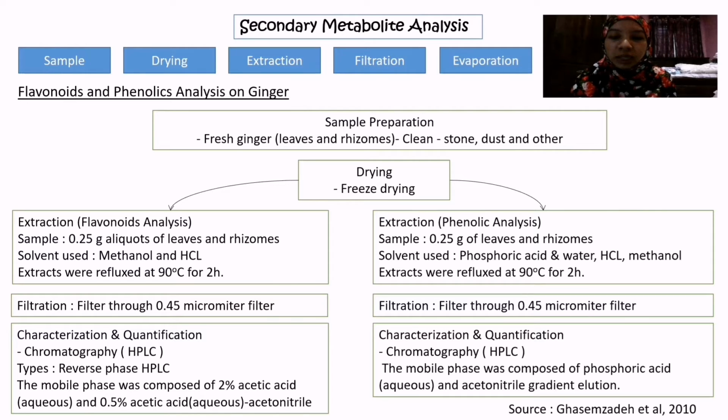While for phenolic analysis, the method of extraction is the same as flavonoid analysis. Then filtration, and for separation, HPLC was used, and solvent A for the mobile phase is phosphoric acid. Solvent B is acetonitrile with gradient elution.